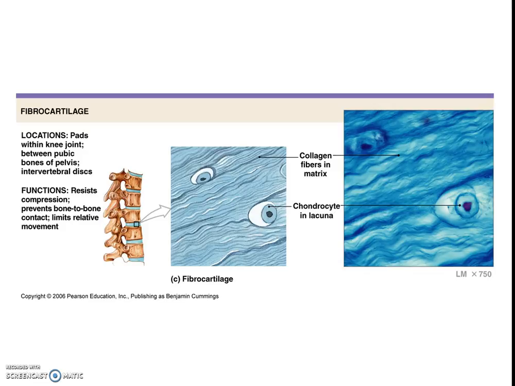We also have this within our knee joints, our meniscus, and we also have it in what's called our pubic symphysis, where our pubis bones come together. So this is a very thick cartilage that, again, limits bone-to-bone contact and resists compression, serving as a shock absorber.